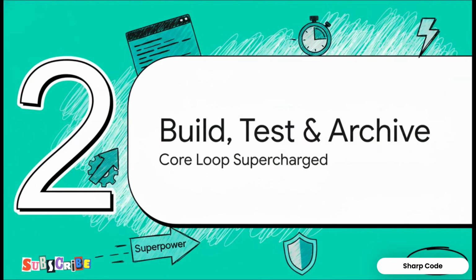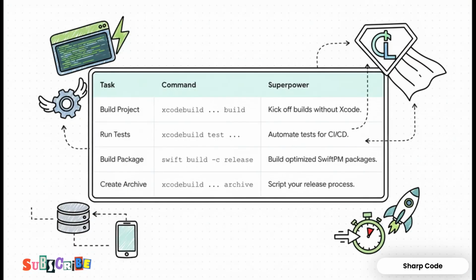So now that we know what's in our project, let's talk about what we can do with it. This is where we get into the core loop of what we do all day. Build, test, prepare for release, and repeat. These next commands are all about putting that entire cycle on steroids. This table right here, this is where the magic really starts.